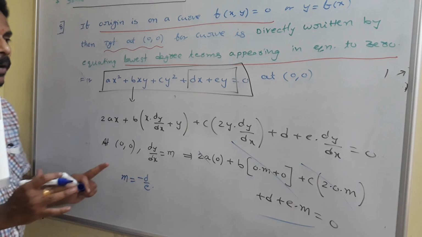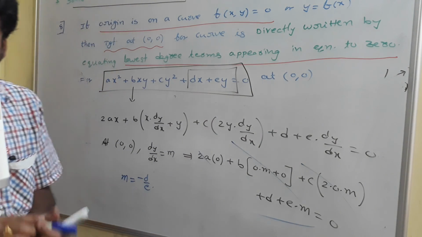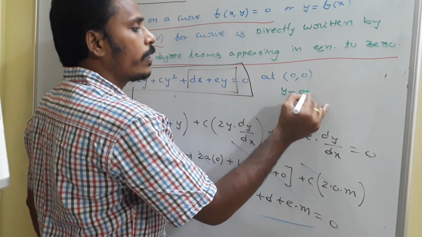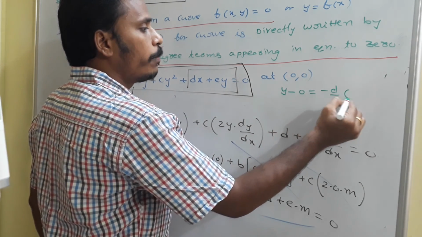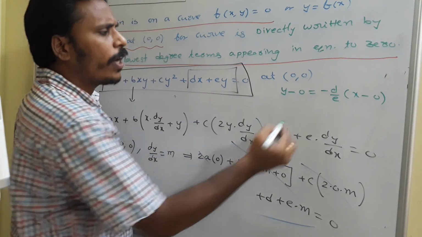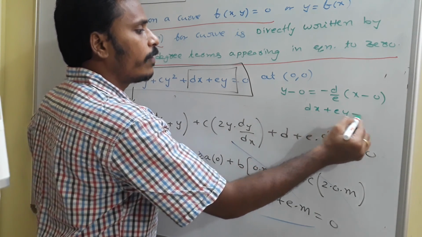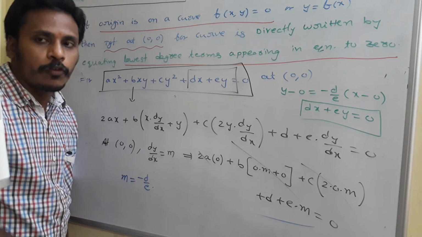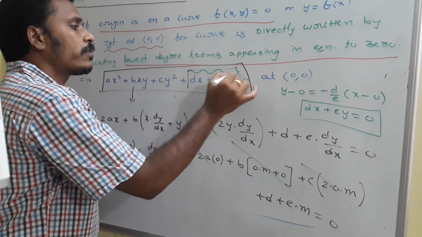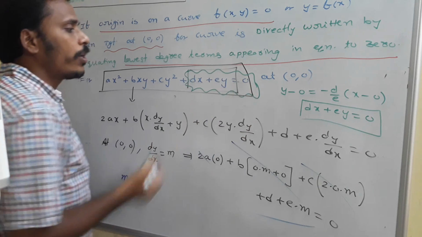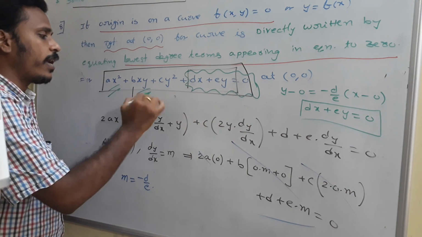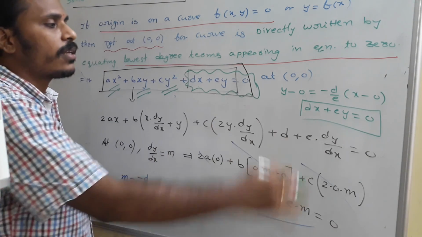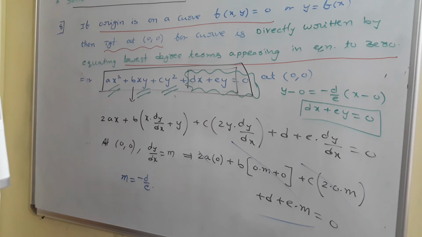At the end the slope m is -d/e and the origin is (0, 0). The equation of the tangent at the origin is y - y1, that is y - 0 = slope, -d/e, into (x - 0). When you simplify, you will get dx + ey = 0. Instead of solving all this, it is enough to say that the equation of the tangent is given by the lowest degree terms, because this is x², of degree 2, and this is also of degree 2, so these two are the highest degree terms. Directly you can say the tangent equation is dx + ey = 0.